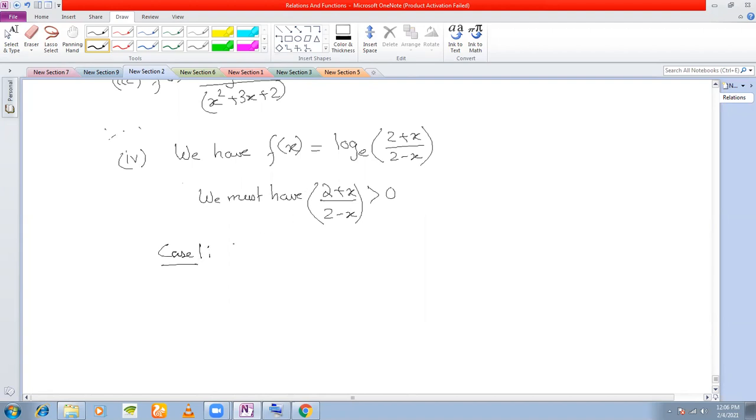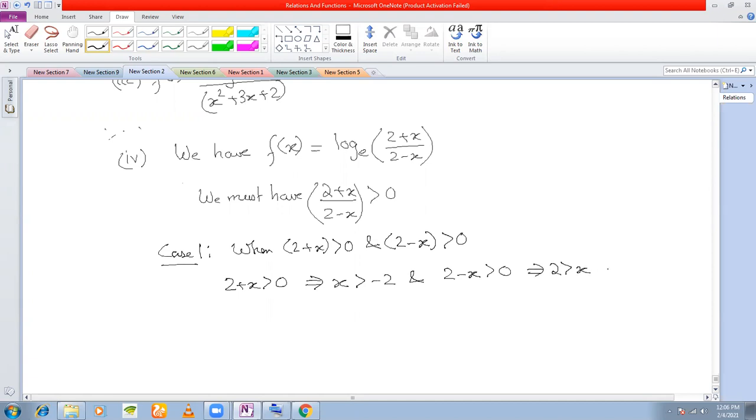When will a fraction be positive? When the numerator and denominator both are positive, right? Isn't it? Yes, sir. So this is case 1. Let's see what case 1 gives us. So 2 plus x greater than 0 means x is greater than -2, and 2 minus x is greater than 0 means 2 is greater than x. That means x is less than 2. So x must lie between -2 and 2, right?